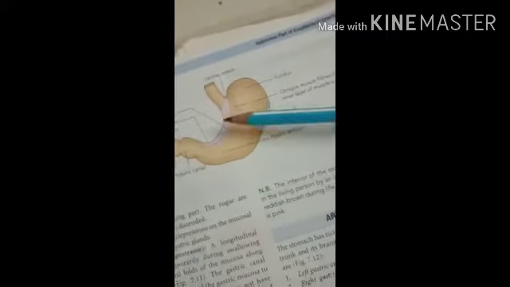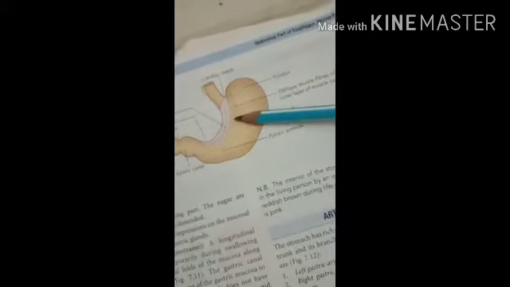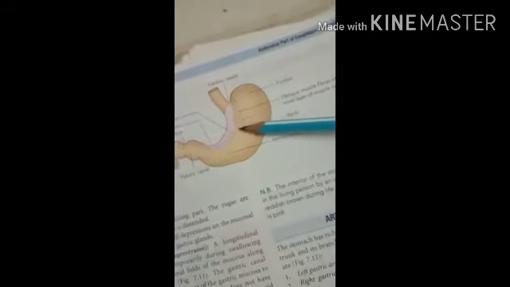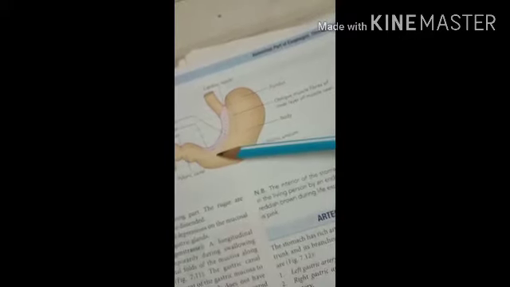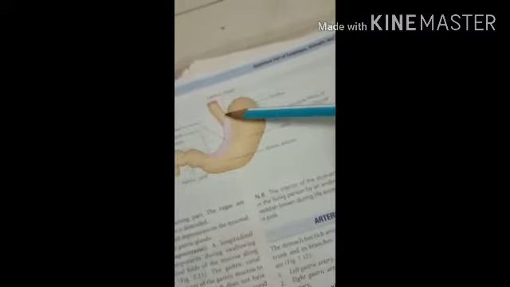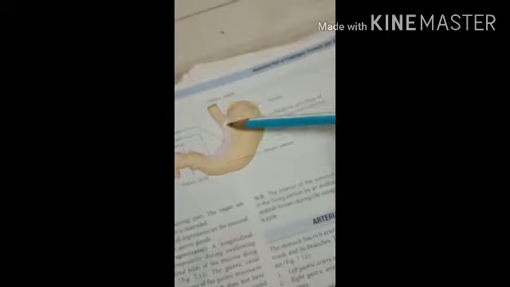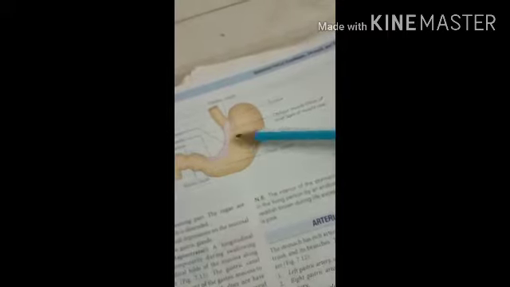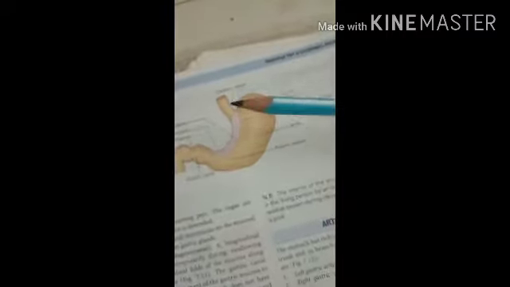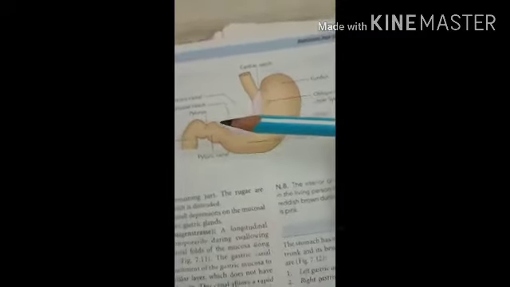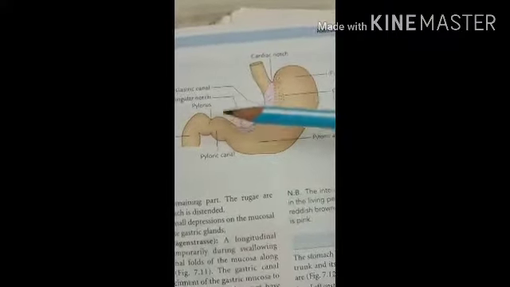The clinical importance of the canal is that it allows rapid passage of swallowed liquid along the lesser curvature to the lower part before it spreads into the other parts of the stomach. So when liquid or water enters the stomach, it does not spread into the other parts, but through this canal it directly enters the lower part of the stomach. Okay? So this is the pyloric or gastric canal.